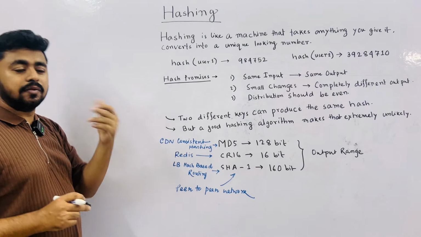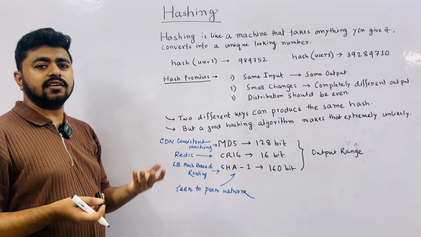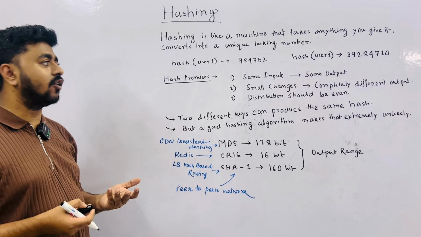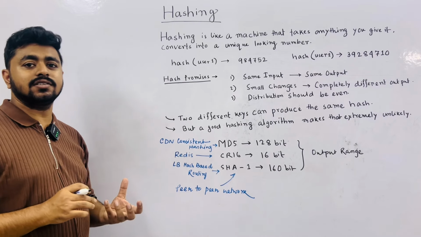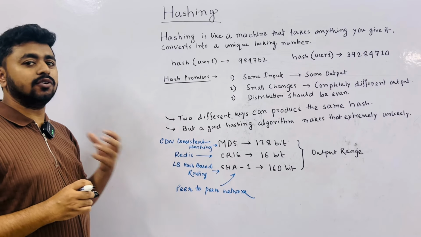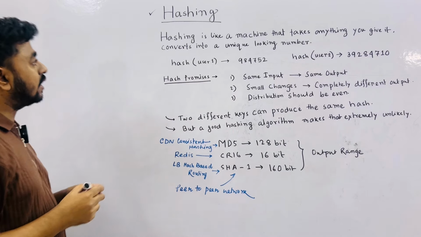Okay, so in the previous lecture we have seen IP hashing, consistent hashing, so many things, right? And we had one word in common, that is hashing. So before we deep dive into consistent hashing, I thought to give a small overview about what exactly hashing is all about, right? So what is hashing?